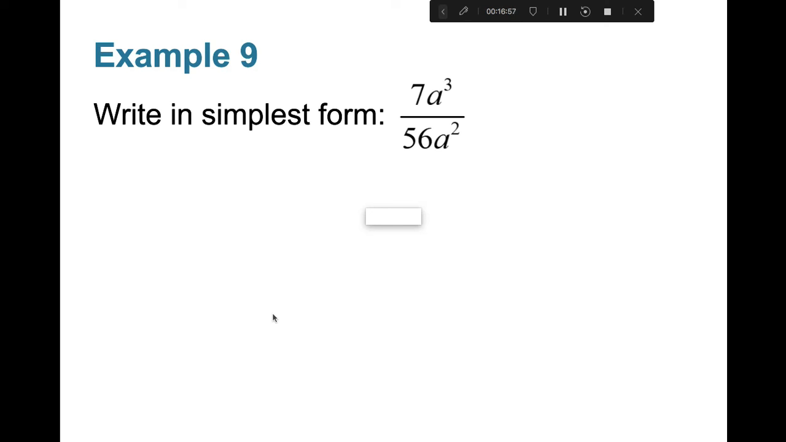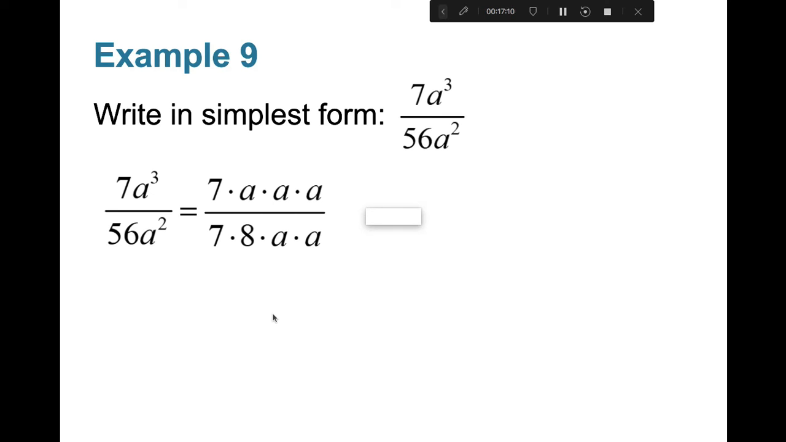Yay, it's the best. When we have these letters also in our fractions, we're going to break this down the same way as we did when we were factoring out numbers, okay? 7 times a to the 3rd power just means a times a times a. 56 times a squared. So they break this down and they say 7 times a times a times a. And then they break 56 down into its factors of 7 and 8 and a times a.